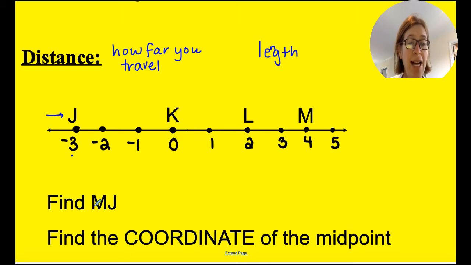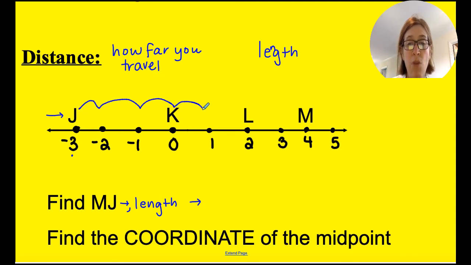So if I want to find MJ, notice there are no symbols there. It doesn't say find segment MJ because you can't find a segment. You can find the length of a segment. So if I give you MJ with no symbols, it means find the length. In this case, I gave you a number line. You might be tempted to just count 1, 2, 3, 4, 5, 6, 7. Yes, the length of MJ, the distance between the 2 points, is 7 units.